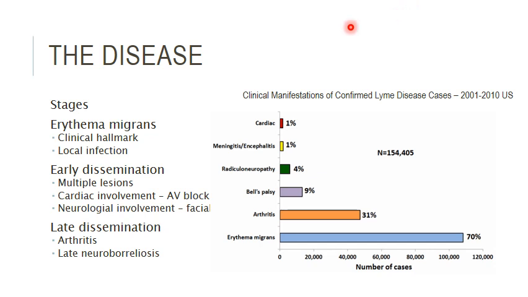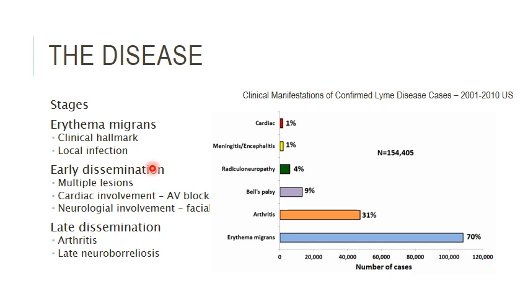Similar to syphilis, we have stages in this disease. It starts out with the localized rash, which is called erythema migrans. This is the clinical hallmark, right? Target rash. It's a localized infection at the site of the bite. However, it's followed by pretty early dissemination. This will happen pretty quickly in Lyme disease, much more quickly than in syphilis usually.